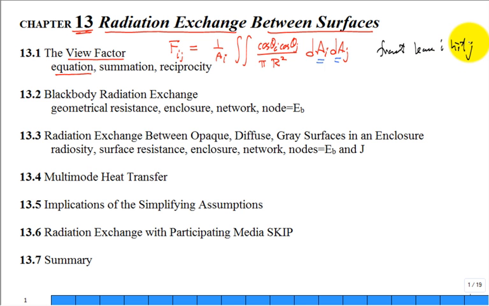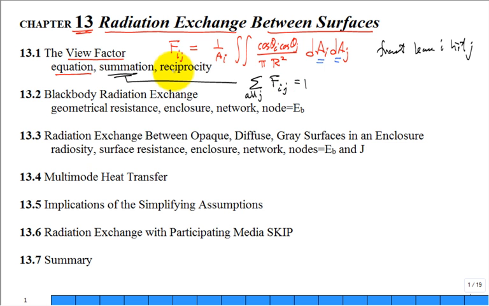Once you have that physical insight, then you can say, look, there's a summation rule. The summation rule says that the sum of all the view factors from I to j over all surfaces j that make an enclosure have to equal 1. 100% of the photons have to go somewhere. And it's bookkeeping to make sure we find out where they all go. 20% may go here, 30% may go here, but we have to be able to account for all of them. They have to sum up to 100%.